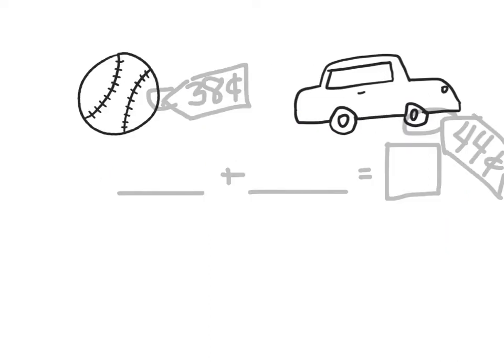Now we're going to pretend like we're going shopping. We bought a toy baseball for 38 cents and a toy car for 44 cents. We need to figure out how much money we owe to pay the cashier for these 2 toys that we are buying. So I'd like you to use sticks and circles, see if you can make a new 10, and tell me how much money you spent buying a toy baseball and a toy car.